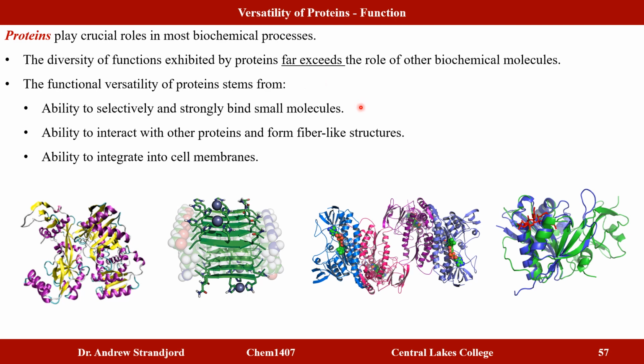One is the ability to selectively and strongly bind to small molecules. You can see here in some of these examples of proteins, you can see other things sitting down in there that are bound to the proteins. They also have the ability to interact with other proteins and form fiber-like structures. For example, here I have several different proteins binding together, and some of them are going to be fiber-like. And also is the ability to integrate into cell membranes and act as transport conduits for different materials. Let's now take a look at the classes of functions that scientists have put proteins into.